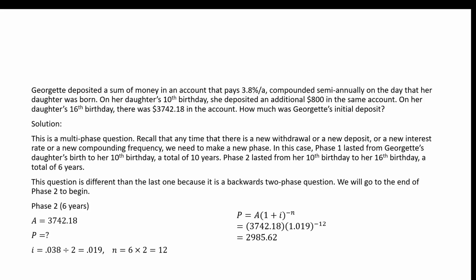Phase two lasted from the 10th birthday to the 16th birthday, which is 6 years. Now, like I said, this question is different than the last one because it's a backwards two-phase question. So we'll go to the end of phase two. Phase two lasted for 6 years. The daughter ended phase two with $3,742.18, but we don't know what she began it with.